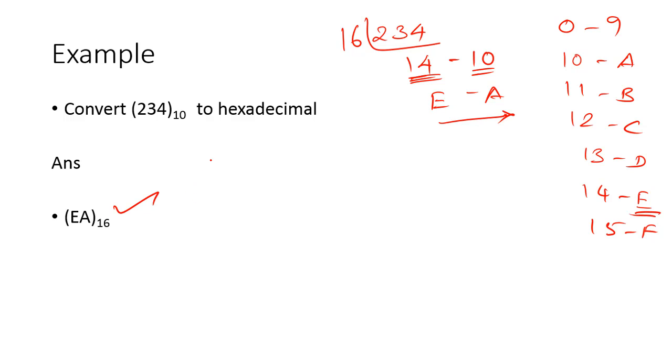So now with this we have converted a decimal number to its equivalent binary, octal and hexadecimal. I hope you have understood this. We'll be seeing more in further classes.